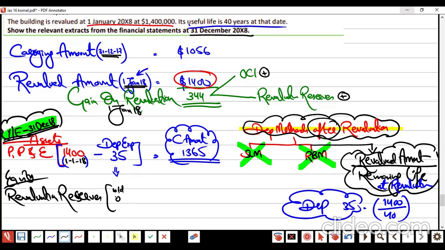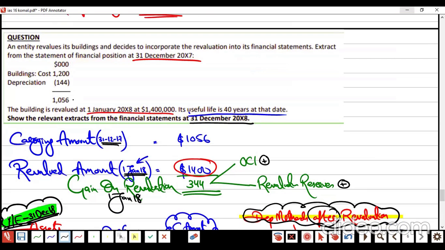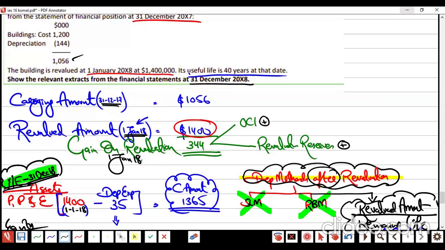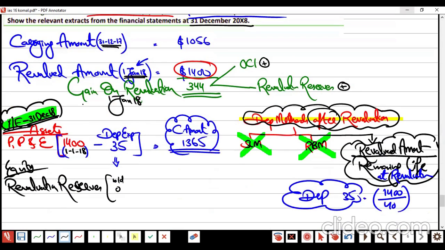We don't have any opening balance, right? We had the asset opening balance, but where is the revaluation? We can't see an opening balance of revaluation in that question. There is no opening. But at the start of the year we had 344, which is a gain, and a gain means an increase in equity. Correct?